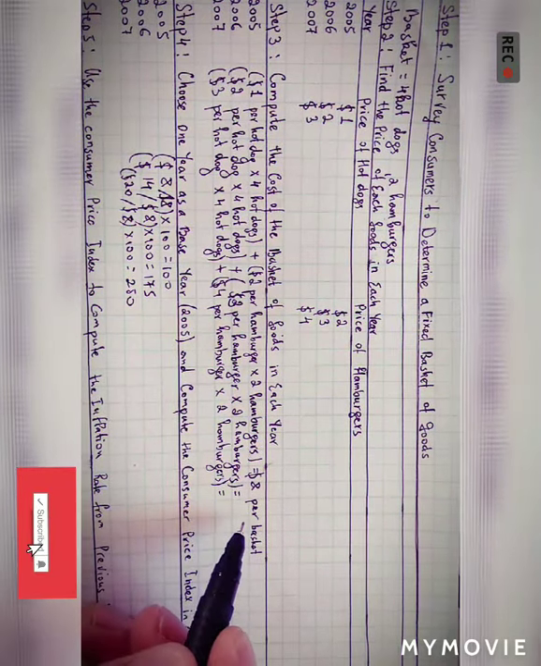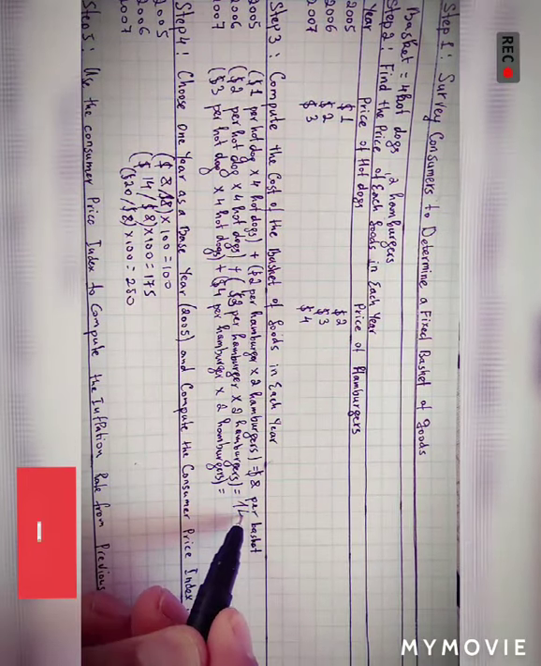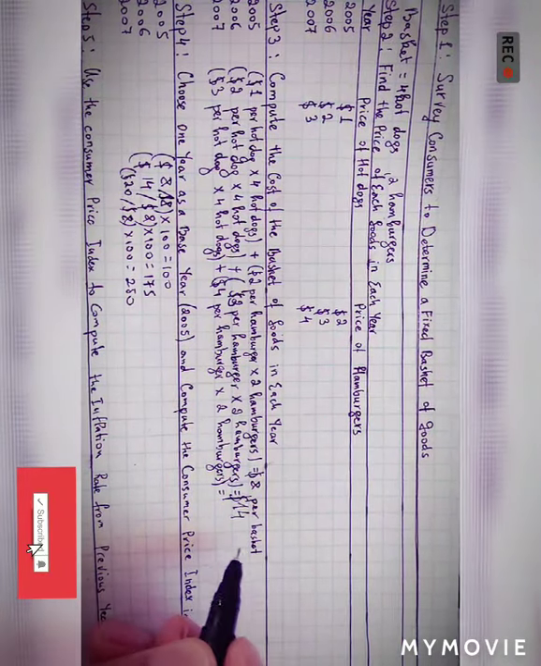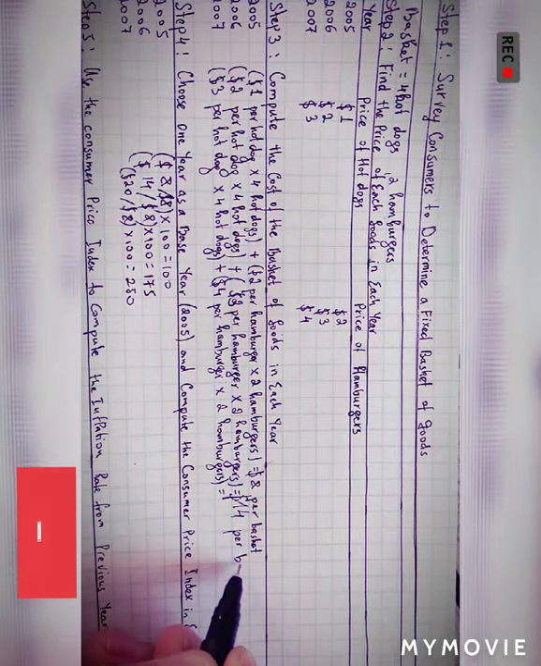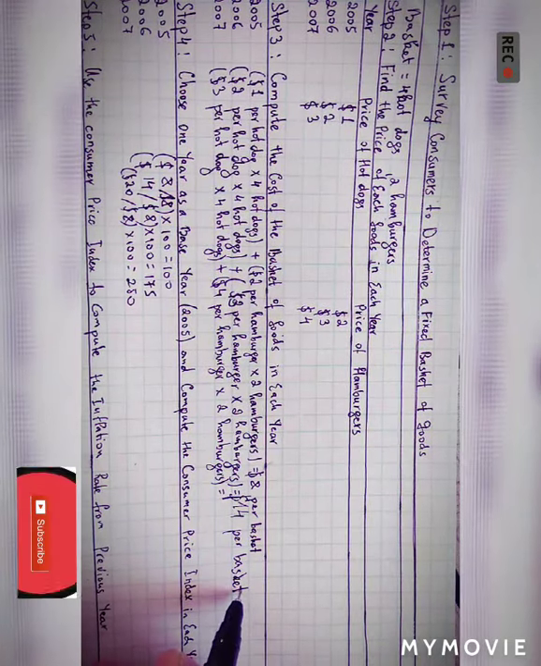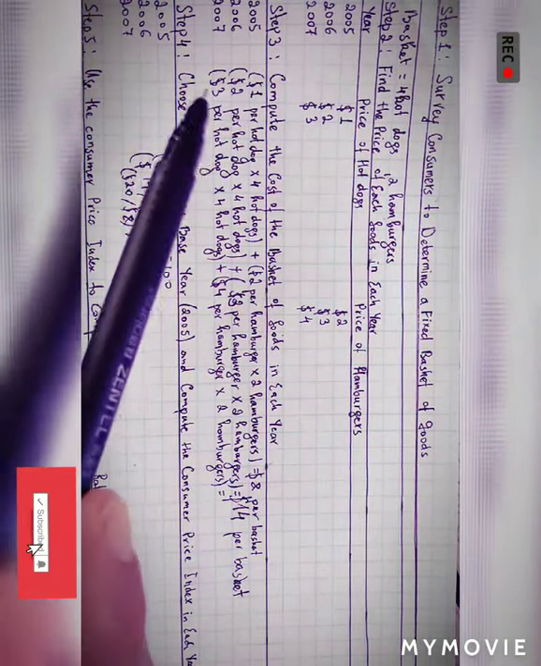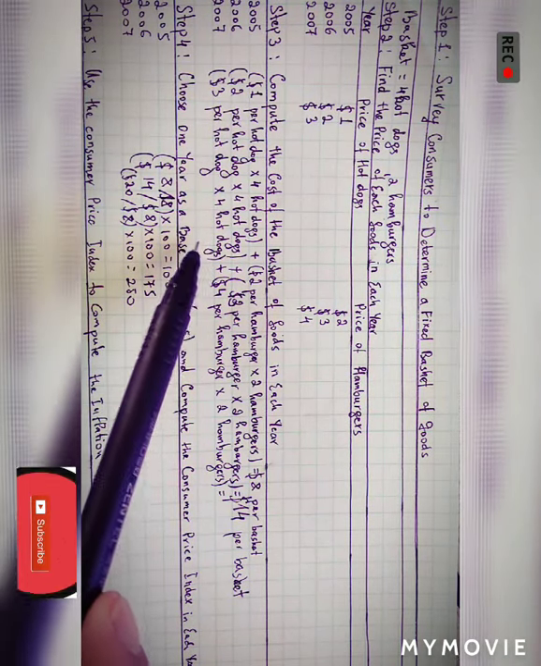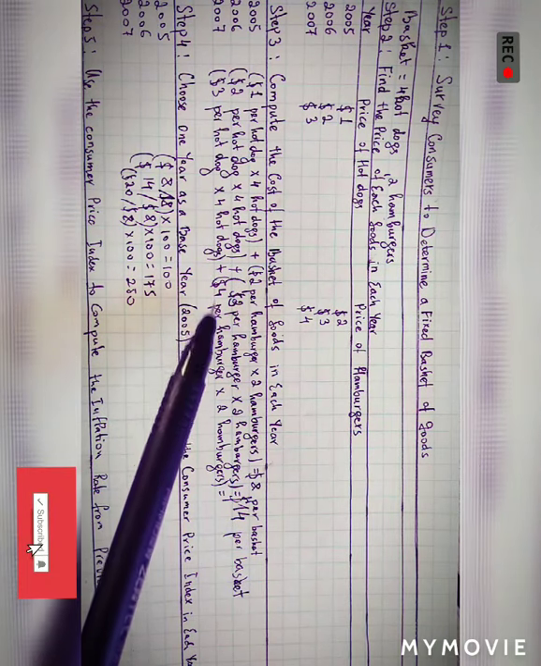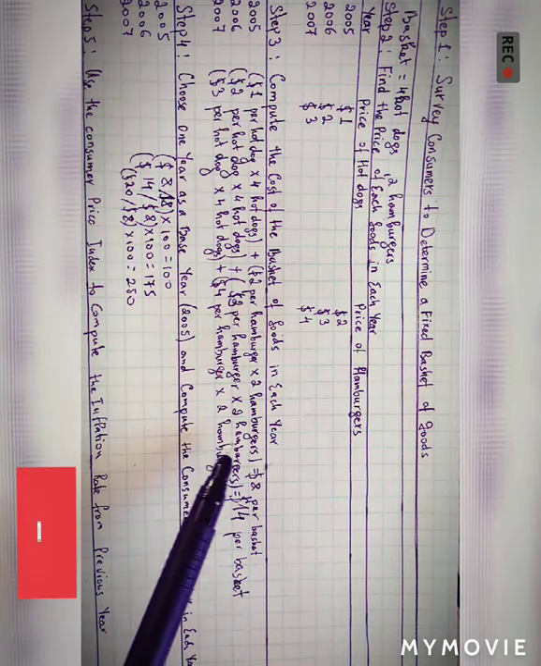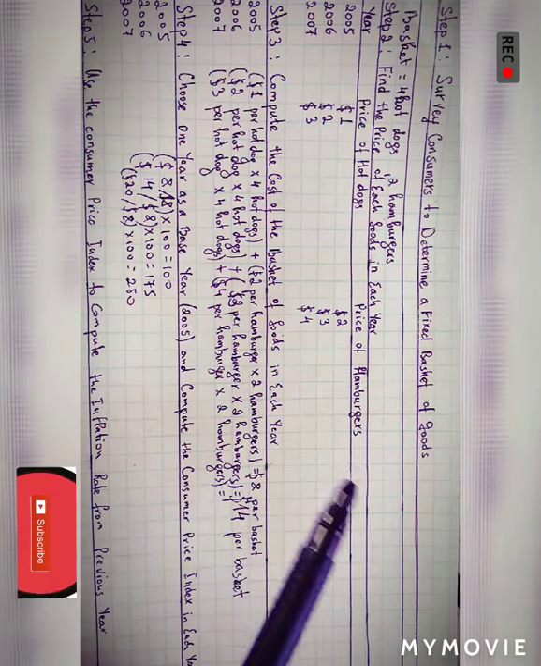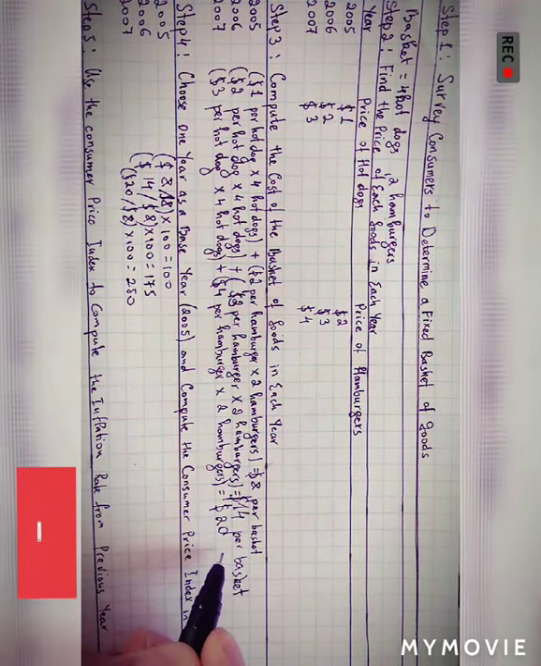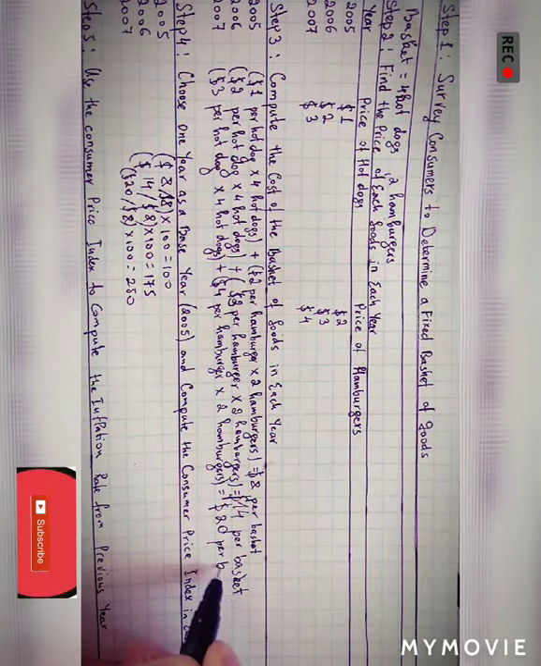The result is $14 per basket. Okay, how about 2007? $3 per hot dog multiplied by the four hot dogs, and $4 per hamburger multiplied by 2 hamburgers, and the plus. So the result is $20 per basket.